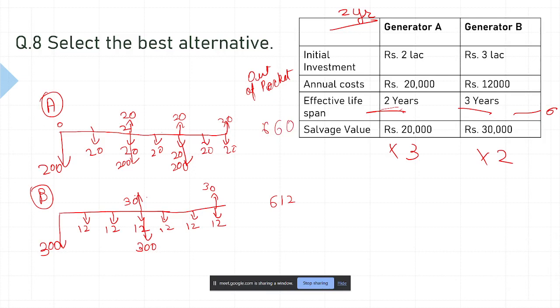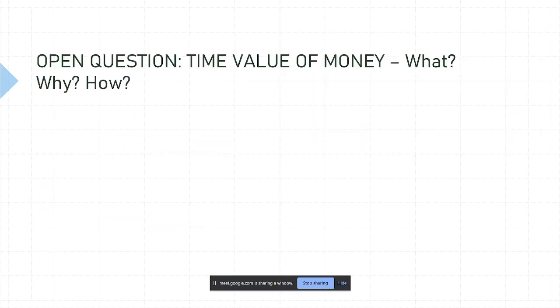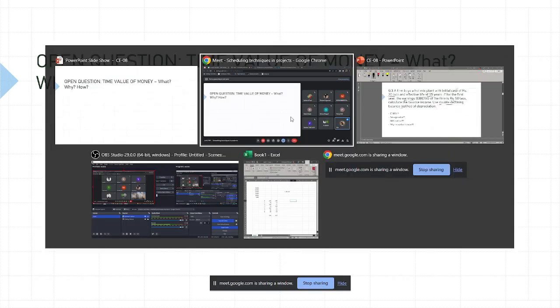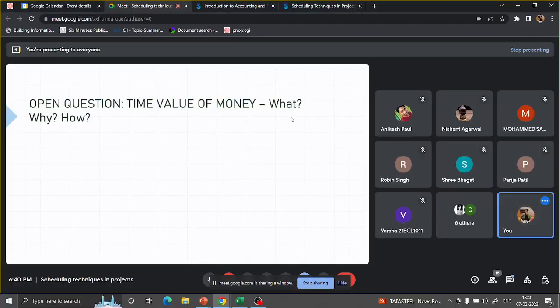Okay. So now one thing you can see here is that we didn't take time value of money into account, right? And now you also saw an example of how to compare when we have different lifespans. So the question is for you guys now. Time value of money. What is it? Why is it there? And how do you take it into account? And I want answer from all of you guys.